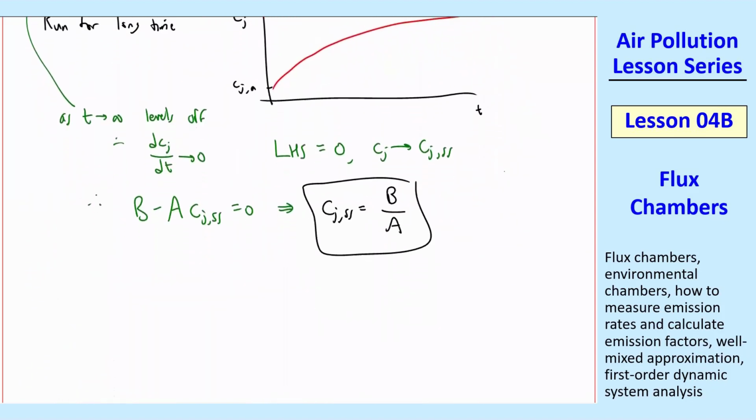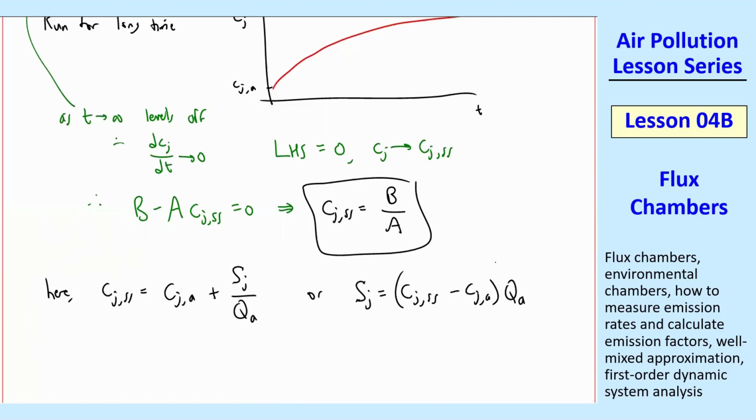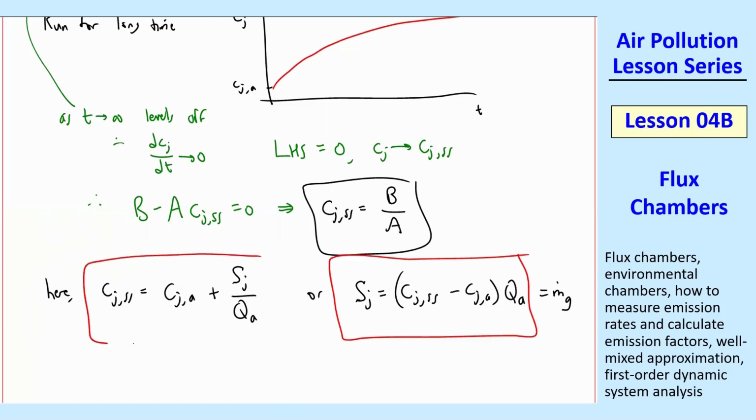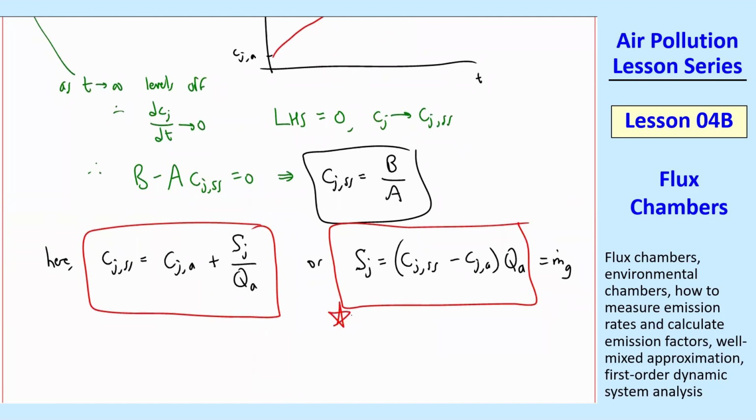And so what we end up with then is CJSS equals CJA plus SJ over QA, or what we really want to do is solve for the source typically. So it turns out that SJ is (CJSS minus CJA) times the volume flow rate QA, and this is also called M dot G. We use that notation sometimes as the generated source, the mass generation rate, and this is the most important equation that we'll typically use. This is called the steady state source strength. And that's how you would calculate that.